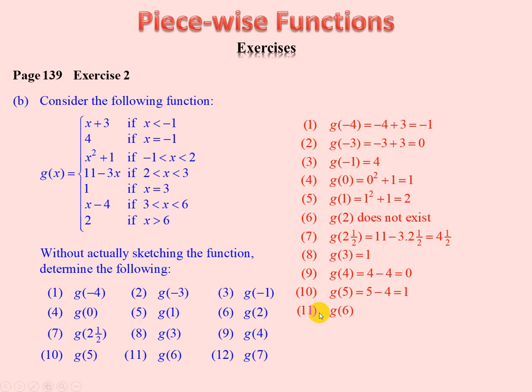Number 11, g of 6, well, it's not included for x minus 4. It's not included for y equals 2. So there's another one that does not exist. And number 12, g of 7, that's well within the region greater than 6. Therefore, y equals 2. And therefore, we're going to have g of 7 equals 2.